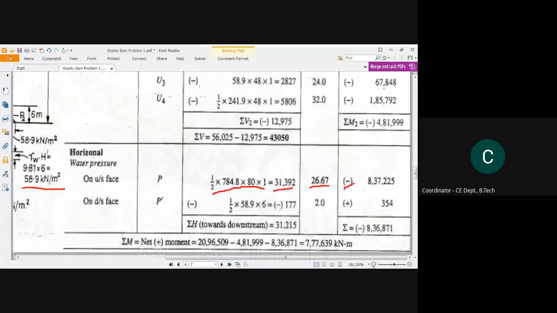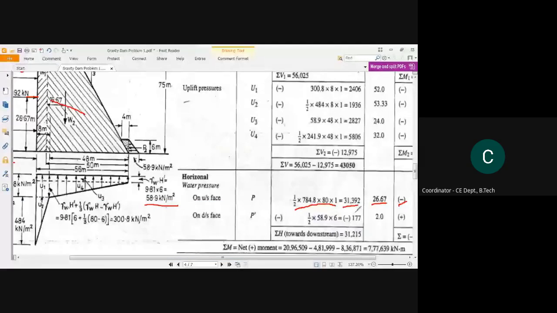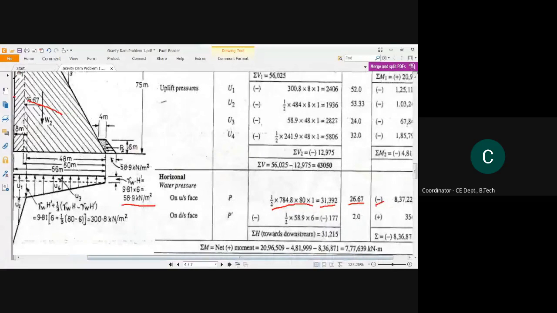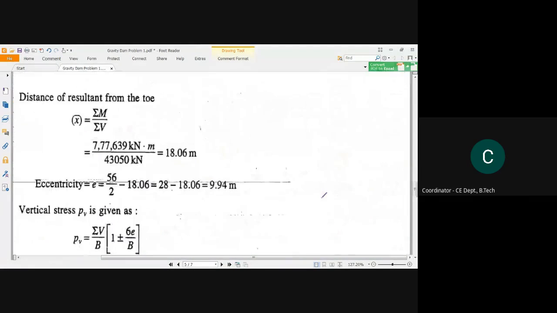Actually, yes. Okay. So we will get 177. Now see that lever arm will be 1/3 of this 6 meter. So 6 by 3 will give me that 2 meter of lever arm. So multiplying that, we will get 354. So see, it will create a moment about the toe which is anti-clockwise, so it is positive.